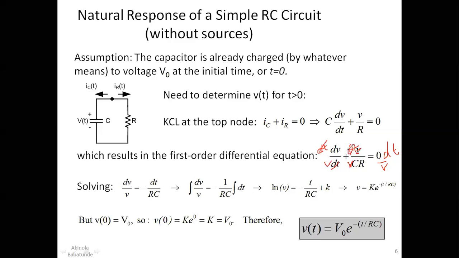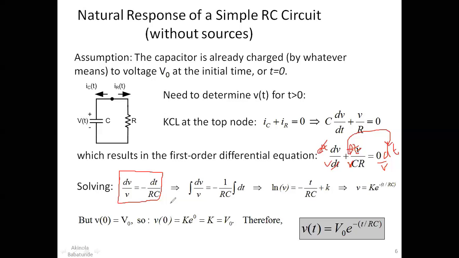If you move the T over CR to the other side here, it becomes minus the T over CR. So eventually you come up with the dV over V equal to minus the dT over RC. So this is very important for you guys. Let's take it a step further here.